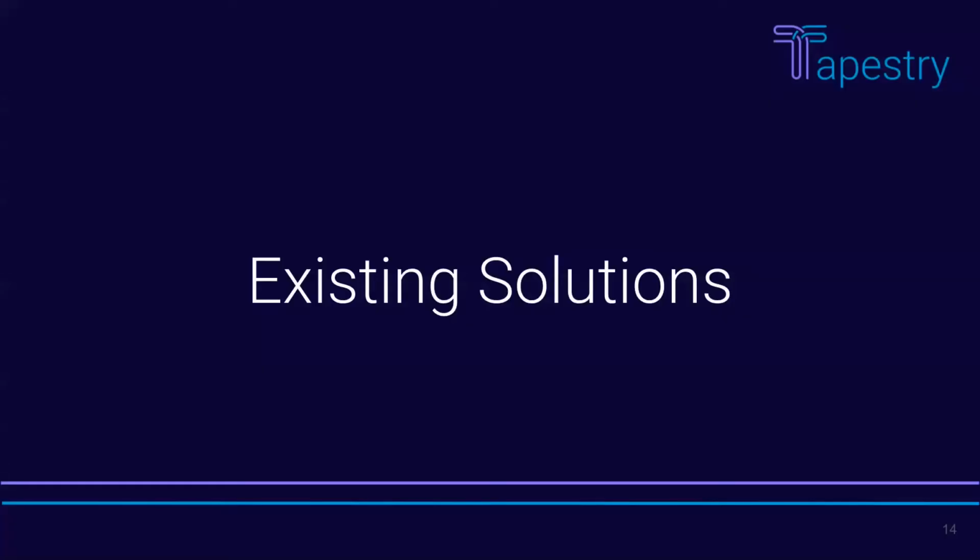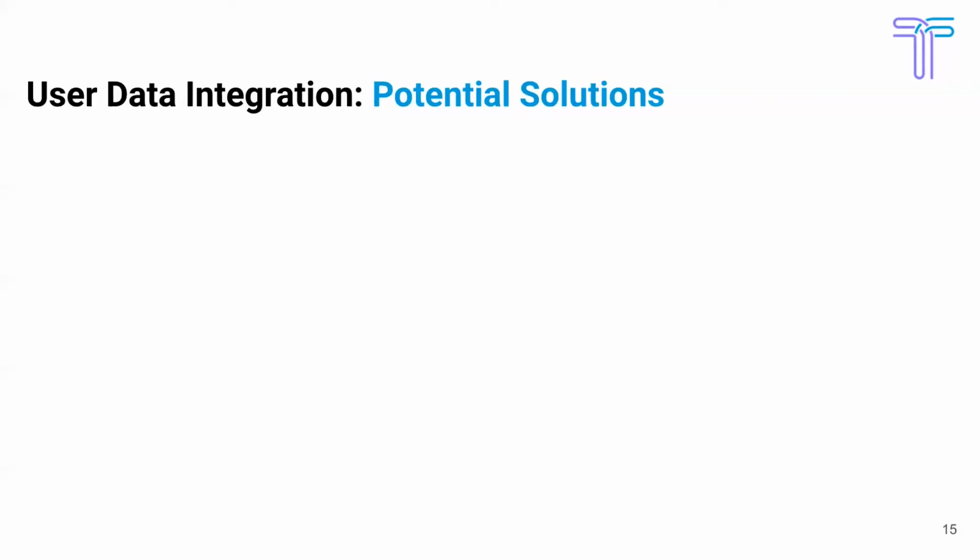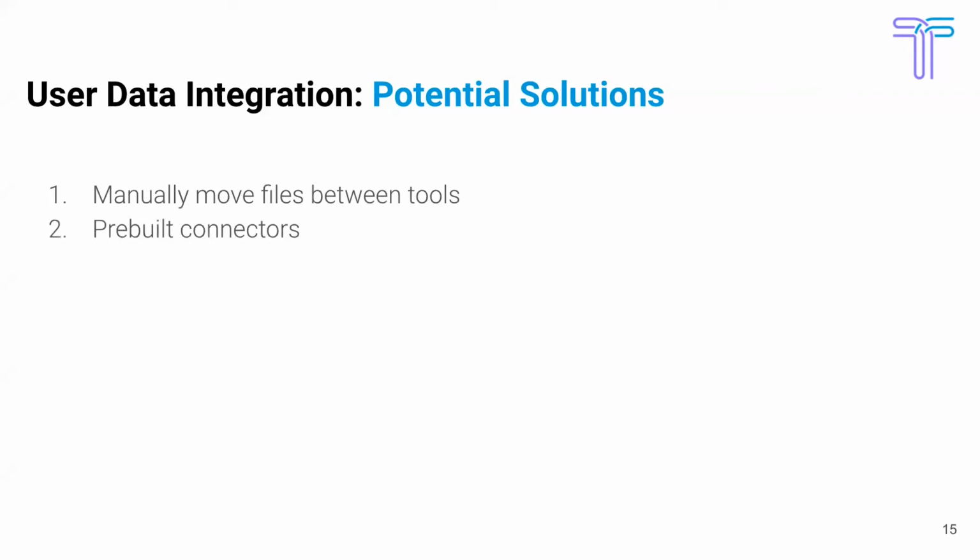So, how can RainShield navigate these challenges and eliminate these data silos? They have four main options for arriving at the desired outcome. One, they could manually move files between tools. Two, they could use pre-built connectors. Three, they could create their own custom connectors. Or four, they could build a complete data pipeline. We'll discuss each of these in turn.